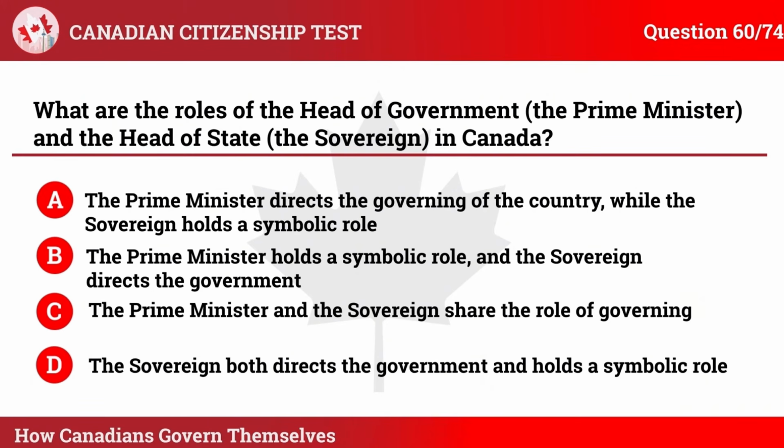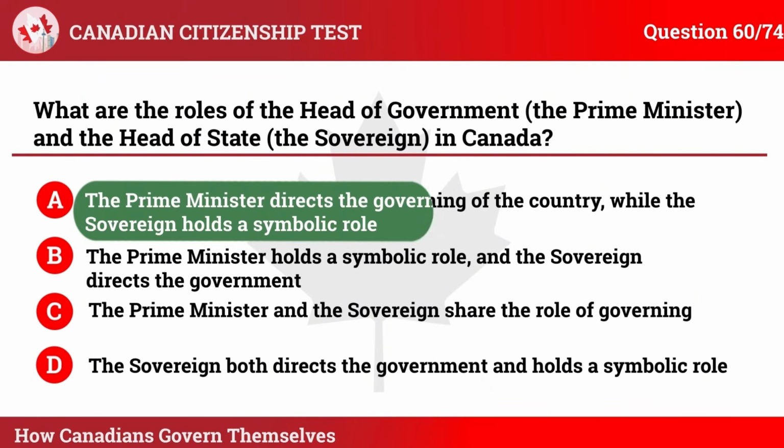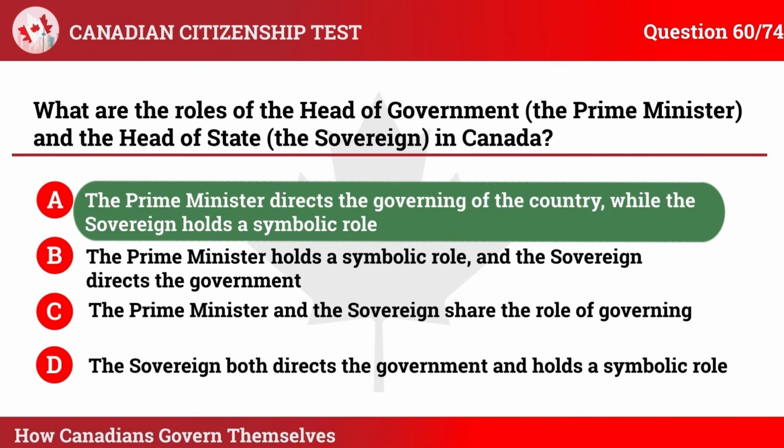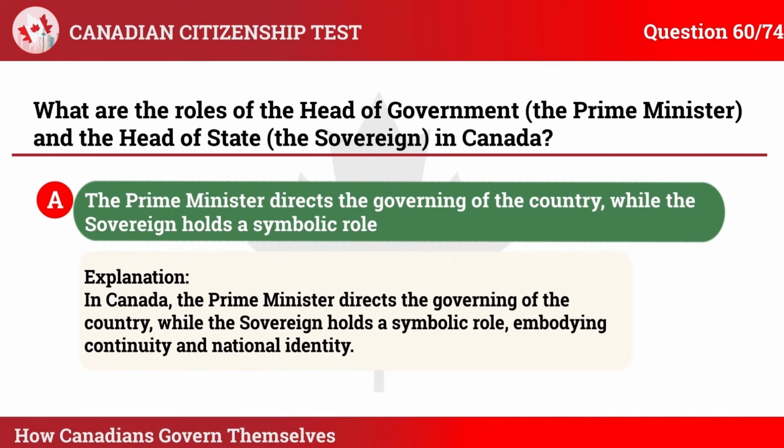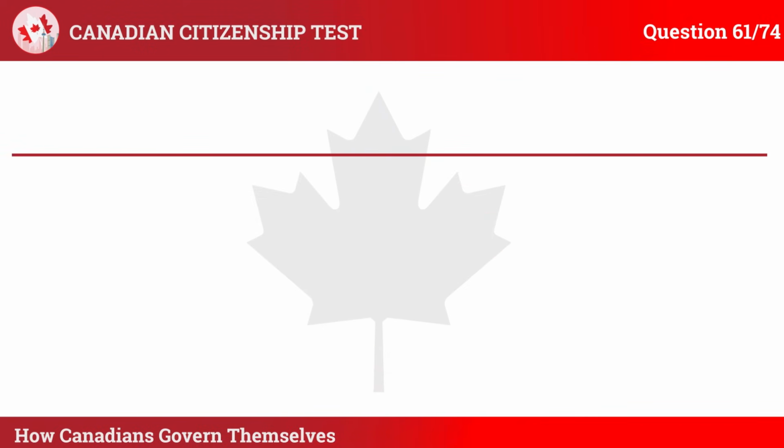The correct answer is A. The Prime Minister directs the governing of the country, while the sovereign holds a symbolic role. Explanation: In Canada, the Prime Minister directs the governing of the country, while the sovereign holds a symbolic role, embodying continuity and national identity. Question 61.